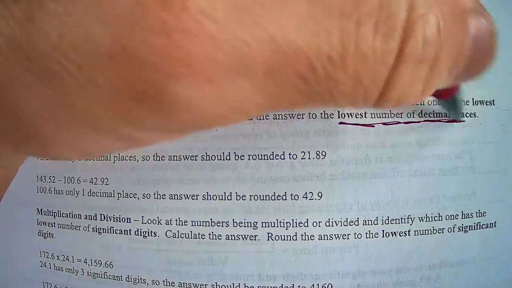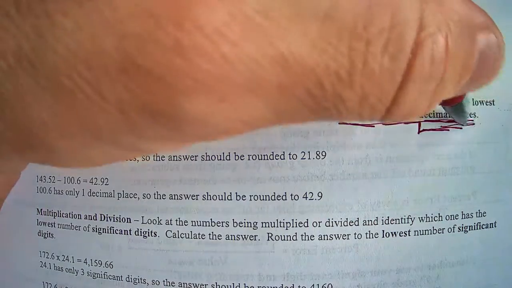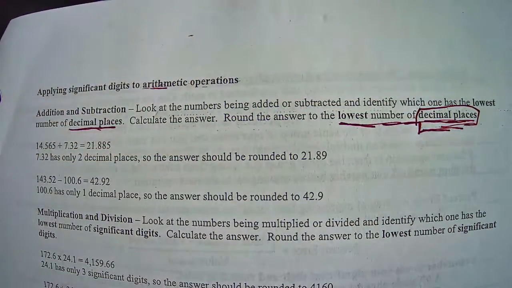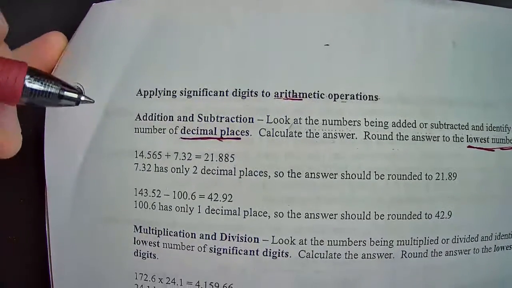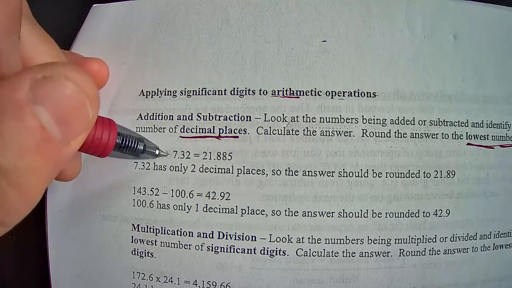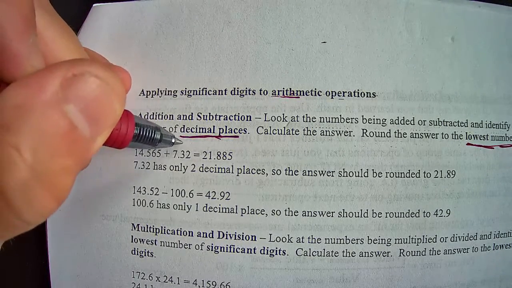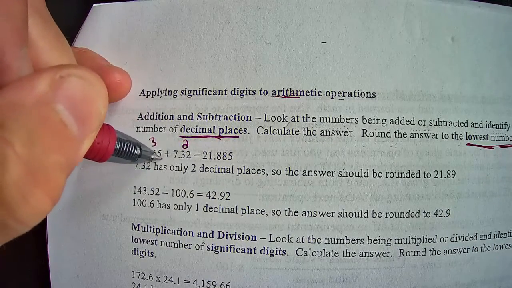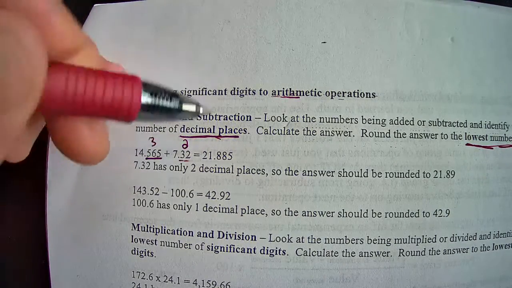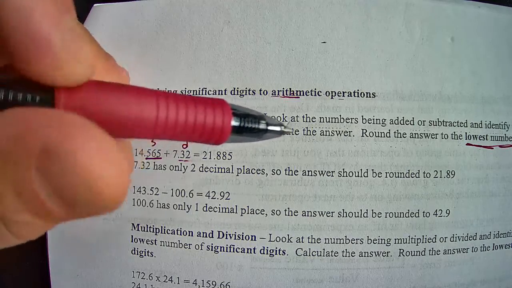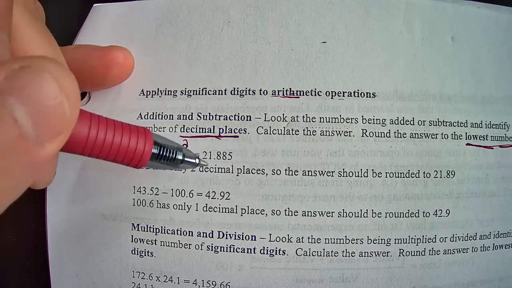Notice I'm not saying significant digits. I'm saying decimal places there. So for example, this one, 14.565 plus 7.32. This has 3 decimal places and this has 2. All you're doing is counting how many numbers are after the decimal point. You always go by the least number of decimal places when adding or subtracting.